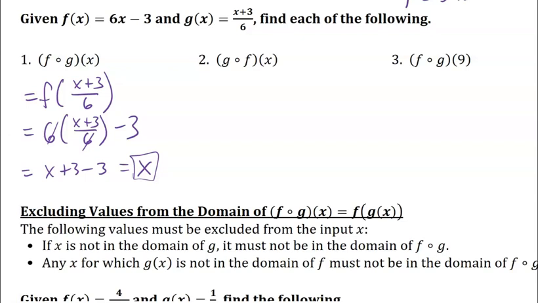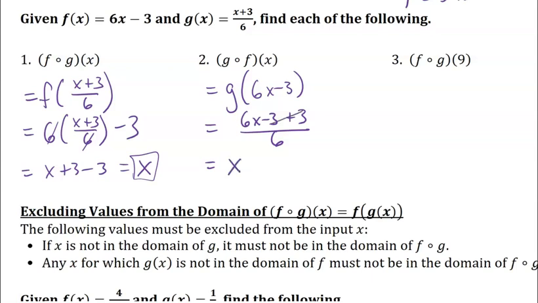Okay. All right, so then for g of f of x, again, I'm going to write g of, and then I'm going to put f of x on the inside, so 6x minus 3, and that's equal to, so g tells me to take that quantity, add 3, and divide the whole thing by 6, so 6x minus 3, and then plus 3 all over 6, which is 6x, and then this is 0, divided by 6 is just x. Once again, because they're inverses of each other, the output is just an x, okay?